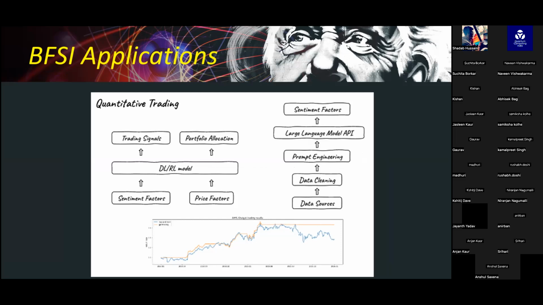And when we are looking at the DL and RL model, which is your deep learning and reinforcement learning model, it will be replaced by the quantum machine learning model. Of course, every other application will remain the same. So you will have your trading signals, your portfolio allocations, sentiment factors, and the price factors coming into the picture.